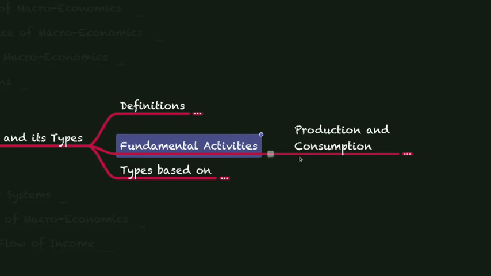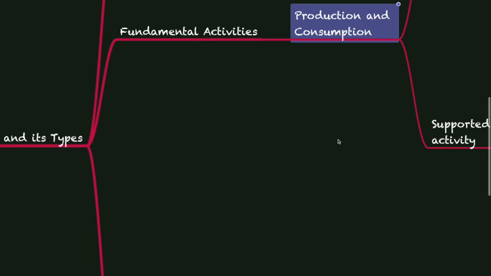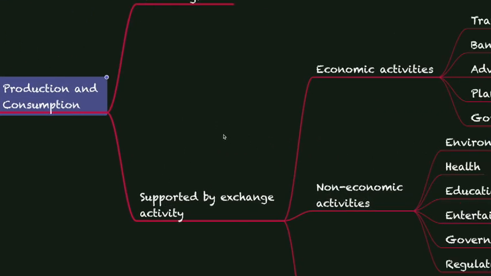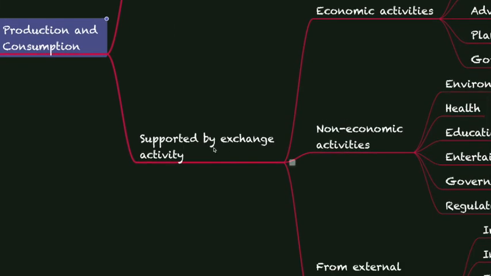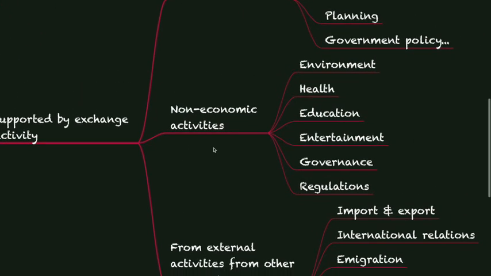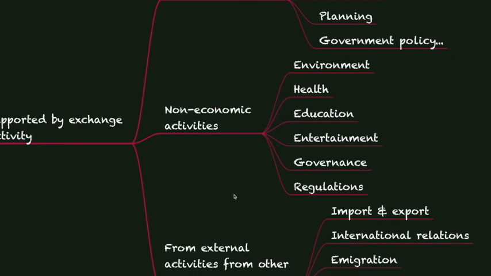First, what is the basic fundamental activity in any economy? There are two. They are production and consumption. In production and consumption, why we produce and why we consume, the basic and very fundamental motive of any economy is to achieve growth. And these are supported by exchange activities. And these exchange activities can be put under three different segments. One is economic activities, second one is non-economic activities, and the third is external activities from other economies. We'll see these one by one.